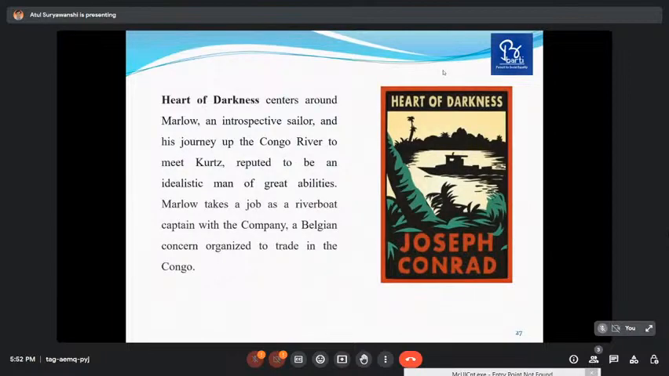Let's have a fleeting glance at Heart of Darkness, which centers around Marlowe, the protagonist, an introspective sailor, and a journey up the Congo River to meet Mr. Kurtz, reputed to be an idealistic man of great abilities. Marlowe takes a job as a riverboat captain with the company, a Belgian concern organized to trade in the Congo. So, this is going to the core of the native people. This is the heart of darkness. Darkness stands for the African continent.